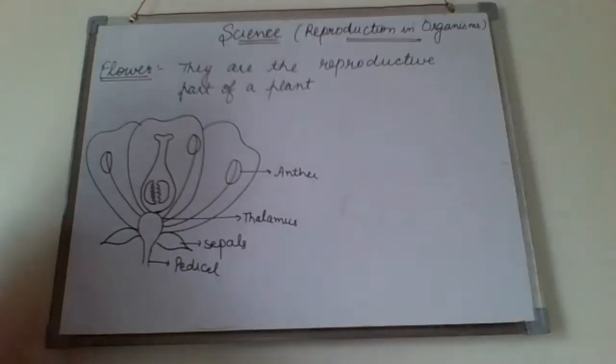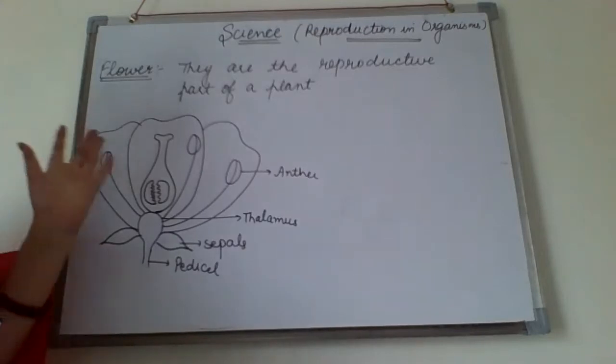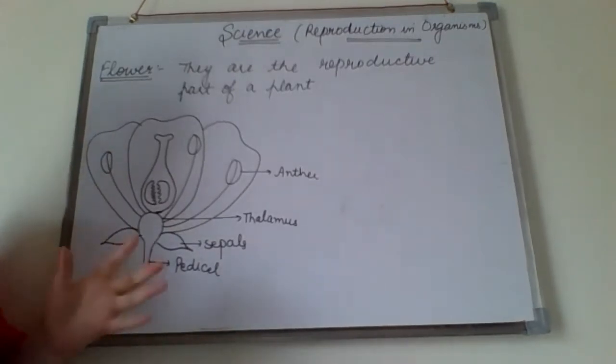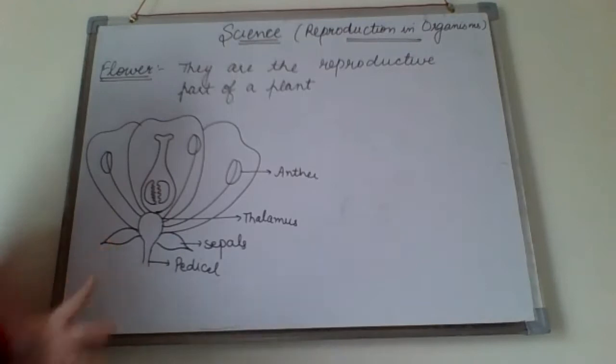Okay, students, so let's start the class now. So we are doing the concept of sexual reproduction in plants. For the sexual reproduction in plants, we are discussing the concept of flowers. Flowers are the reproductive part of a plant, right? So that means the sexual mode of reproduction is dependent on the flowers.